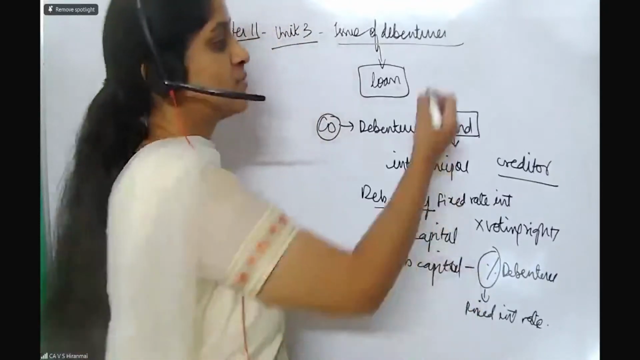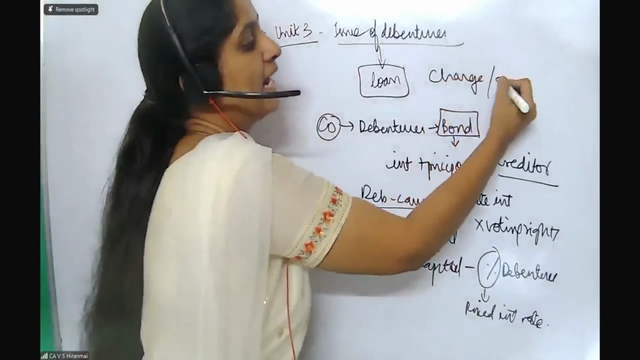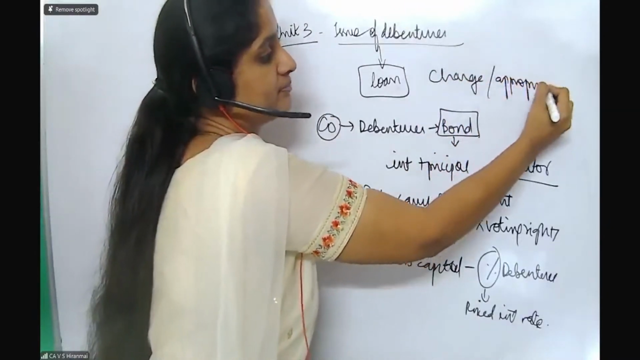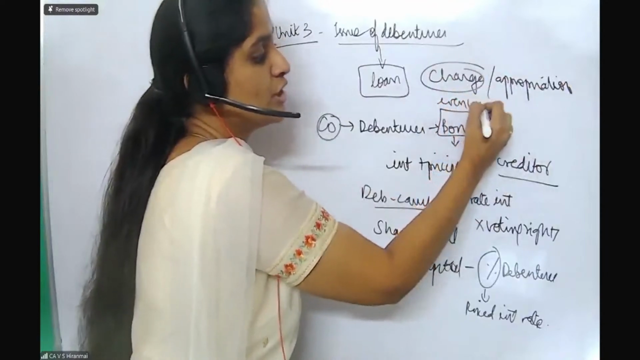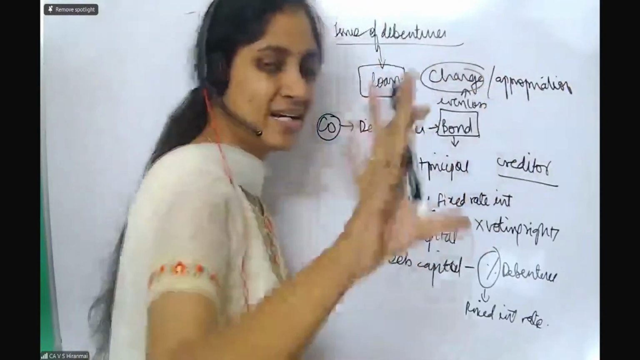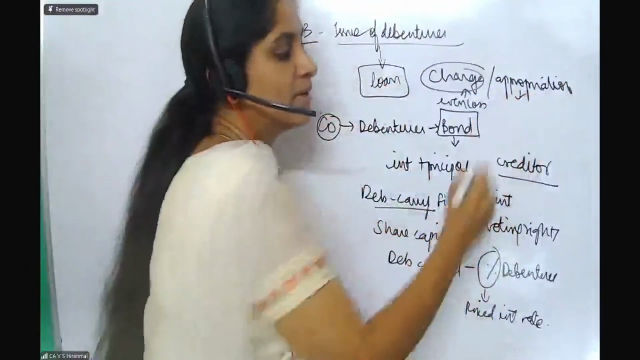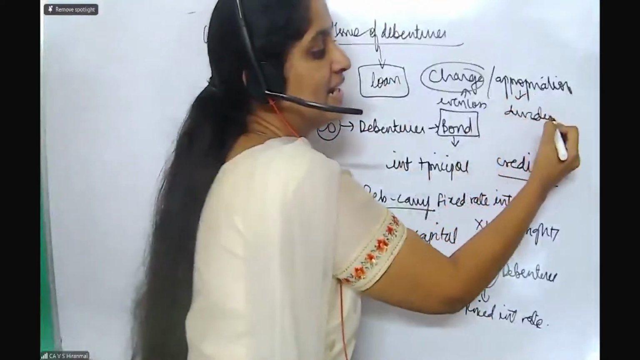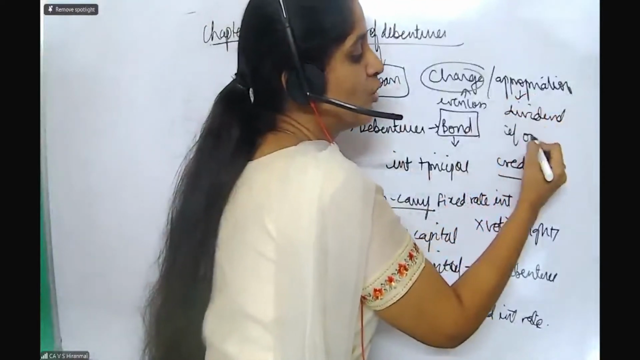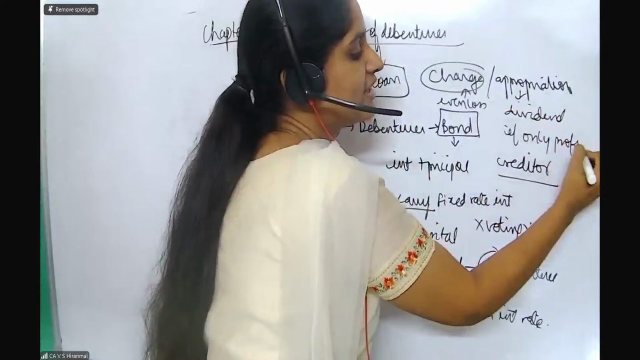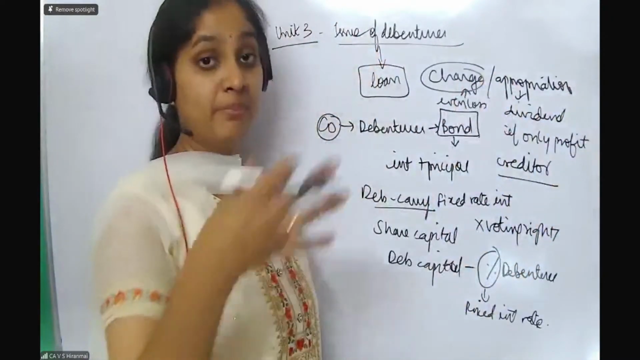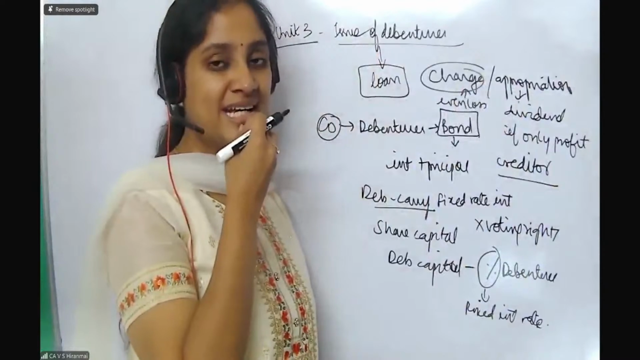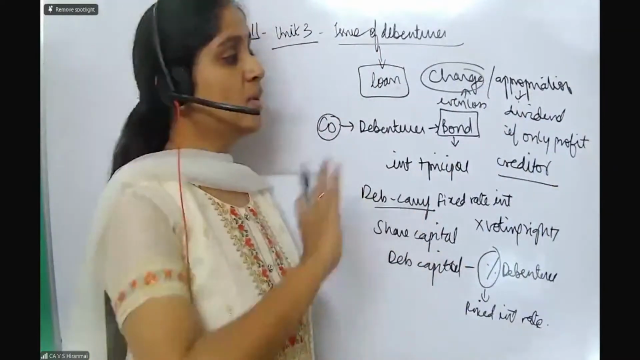There are two concepts called charge and appropriation. Charge means even if there is a loss, you need to pay. It is fixed, nothing I can do. Appropriation, like the dividend, I will pay only if there is a profit. If there is a loss, I will not pay. That is called appropriation. But the debenture interest comes under the heading of a fixed thing, which is a charge.